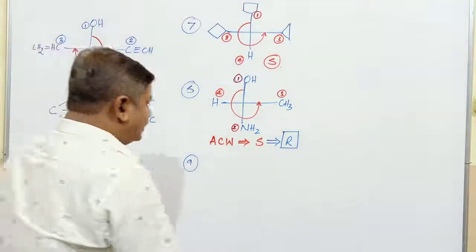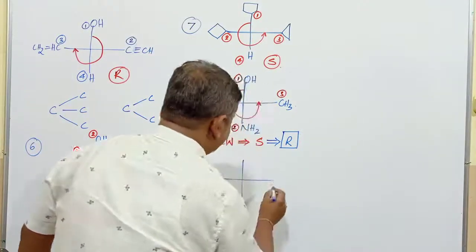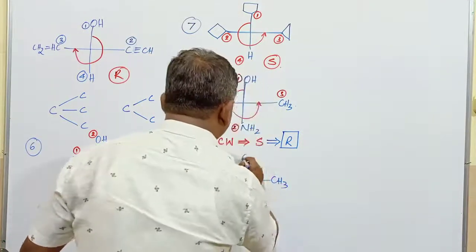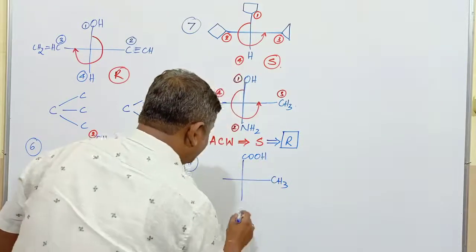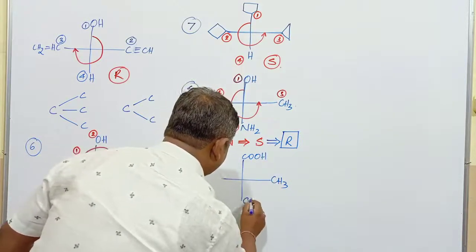Next example is another one. This is CH3 I have taken. It is COOH. Okay. Next one is going to be what? CHO.